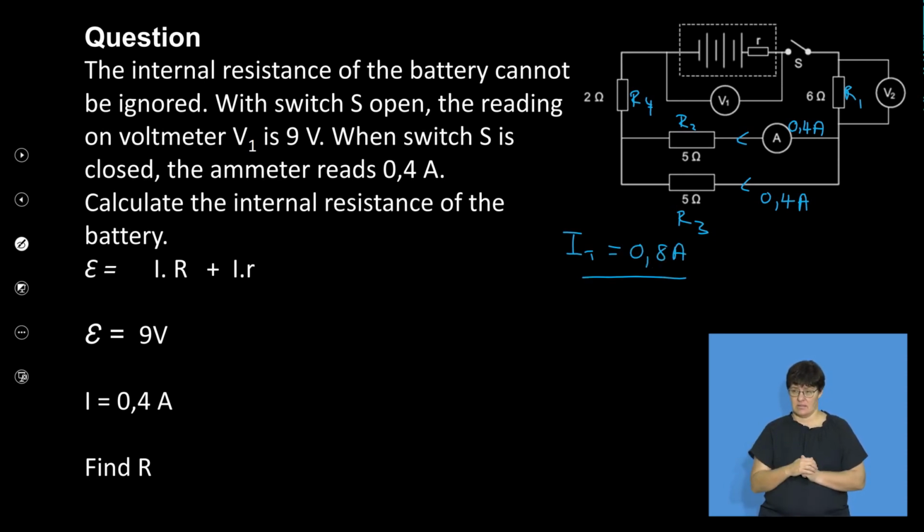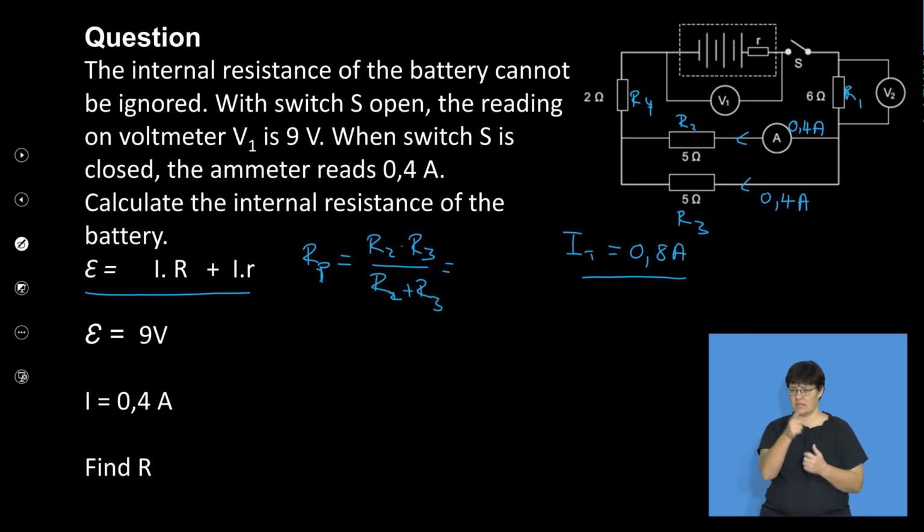But now let's go via the route of calculating using the EMF equation. We can find the total resistance of the circuit, and first we need to find R parallel, which is the two 5 ohm resistors. R parallel is product over sum: R2 multiplied by R3 divided by R2 plus R3. That gives 5 times 5, which is 25, divided by 10, which is 2.5 ohms.